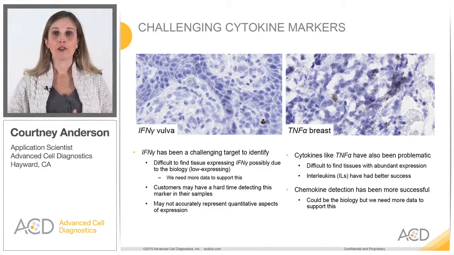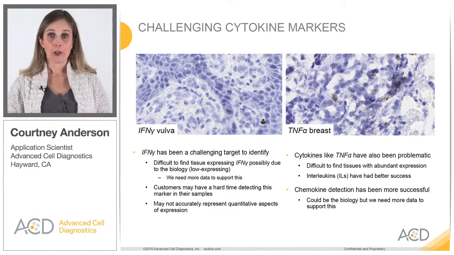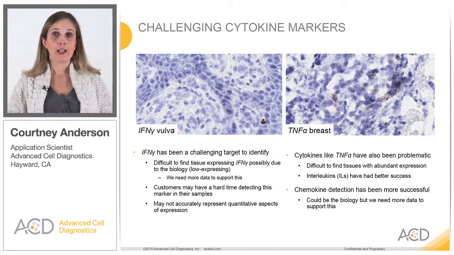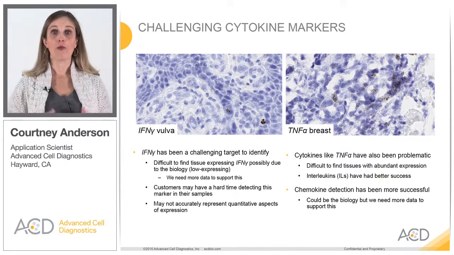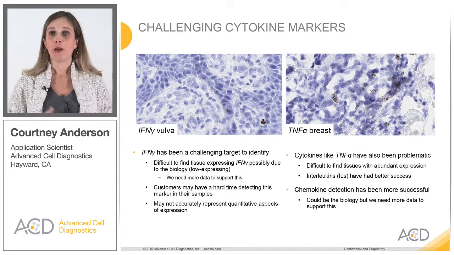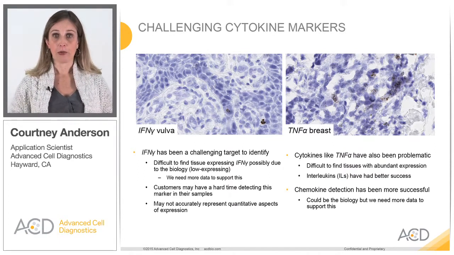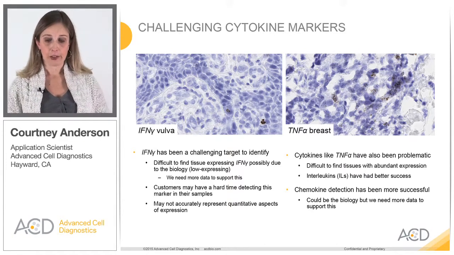Now, there are 2 markers that were particularly challenging, and they're both cytokines. The first one I'd like to point out is interferon gamma. We found this to be a very challenging target to identify because it was very hard to find tissue that expresses interferon gamma at abundant levels. It could be the biology, that this marker is just a very low expressing marker in the tumor cell, but we are working on trying to identify tissues that have more robust expression of this marker. We'd just like to point this out because customers may have a hard time detecting this in their tissue samples as well. And it may not accurately represent the quantitative aspects of expression.